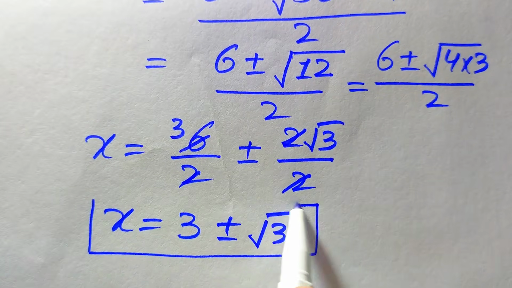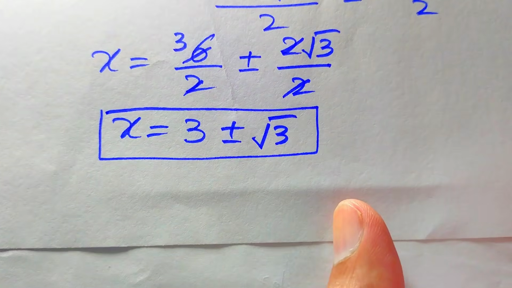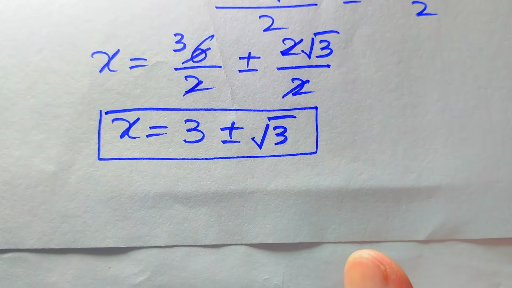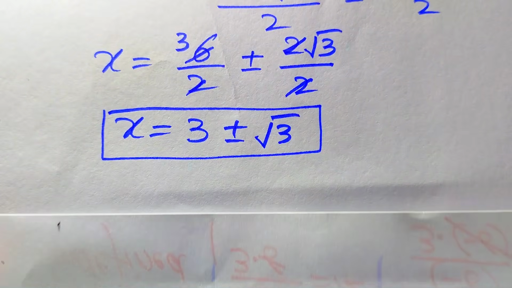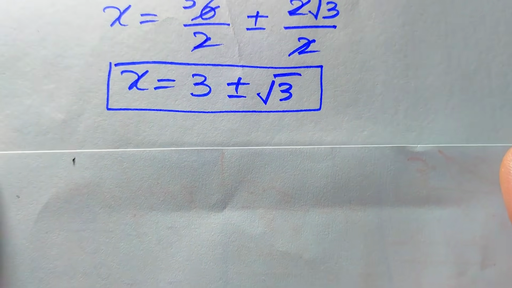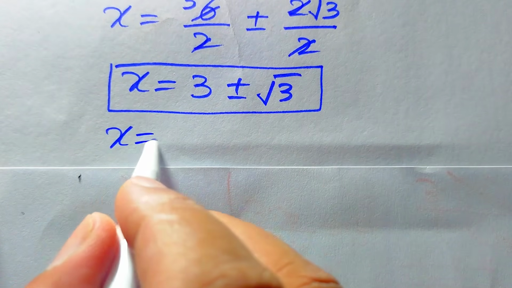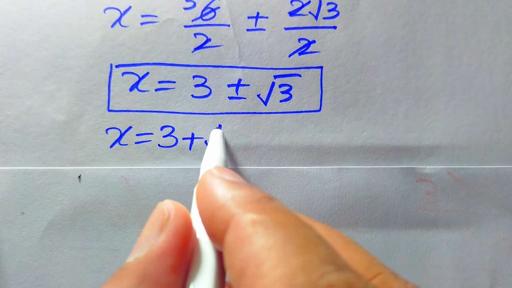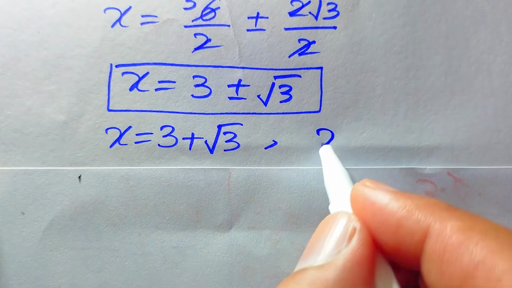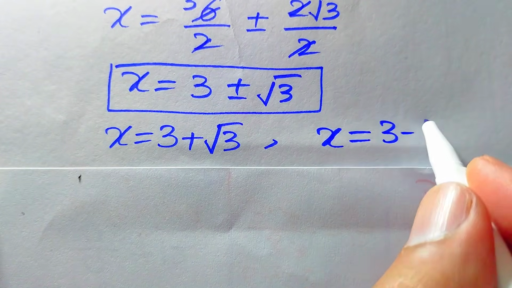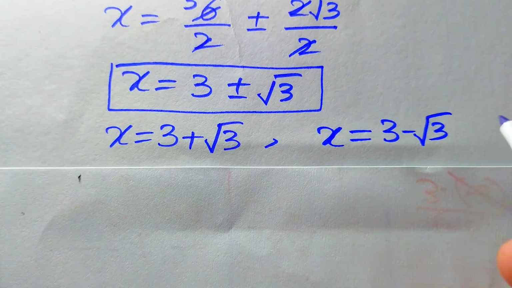So these are the two values of x. And now, using both of these two values of x, we get the corresponding values of y. On this side we use the positive value of x, that is 3 plus square root of 3, and on this side we use the negative value of x, that is 3 minus square root of 3.